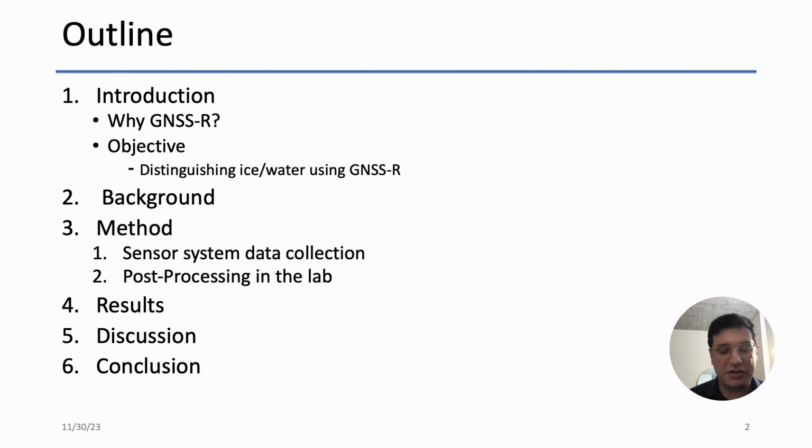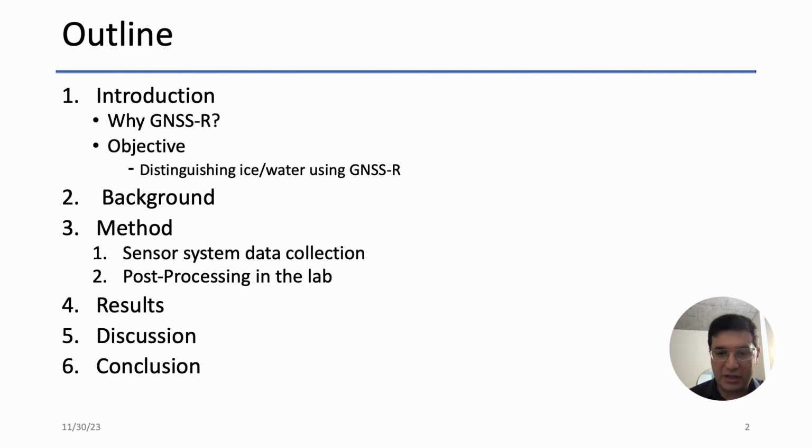In background and GNSS reflection, we provide a brief overview of GNSS signal reflection, the underlying physics, and we introduce surface reflectometry. Next is the method section, where we explain the methodology employed in our study, offering insight into data collection, our sensor suite, and the location and environmental conditions of the data collection.